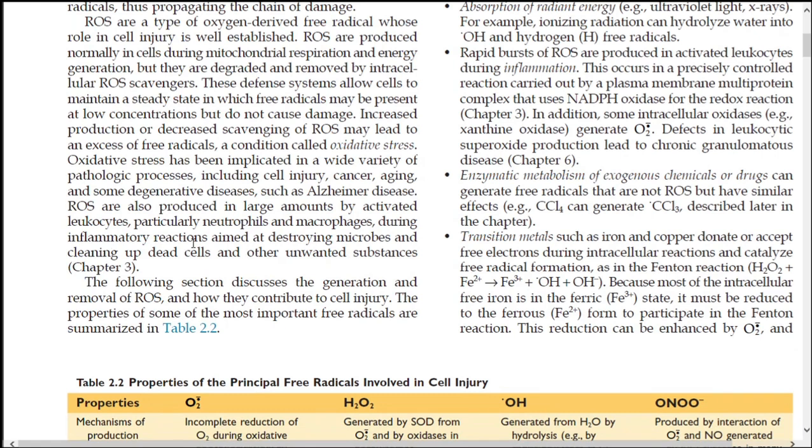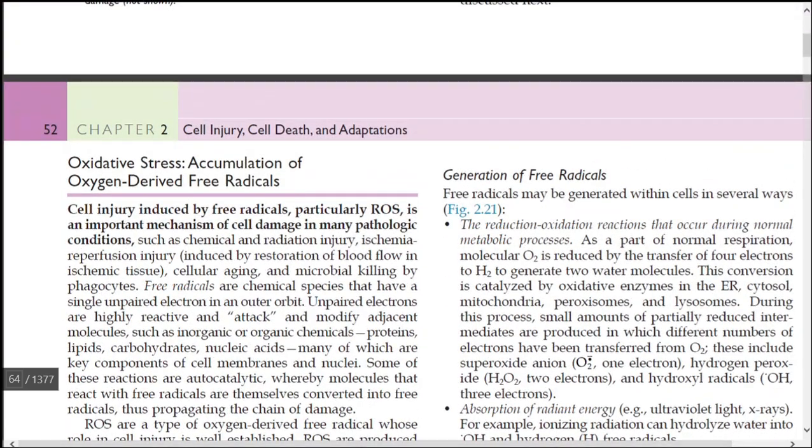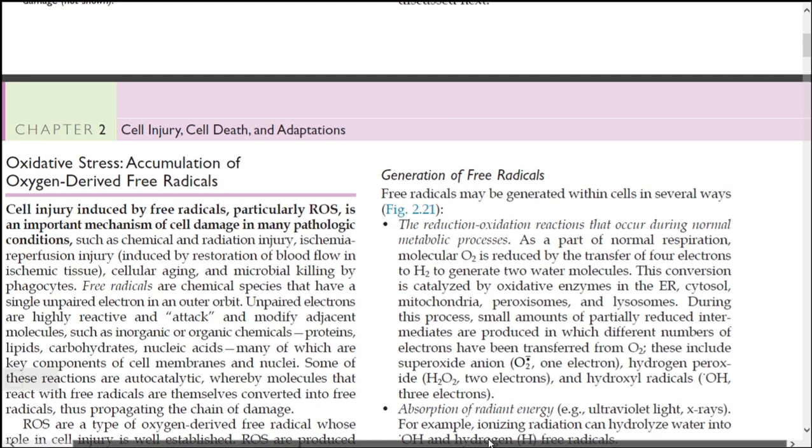Usually, ROS is produced in large amounts by activated leukocytes, particularly neutrophils and macrophages, especially during inflammatory reactions which are aimed at destroying microbes and cleaning up dead cells and other unwanted substances. Okay, so next we will be seeing about generation of free radicals. So free radicals are usually generated in several ways.